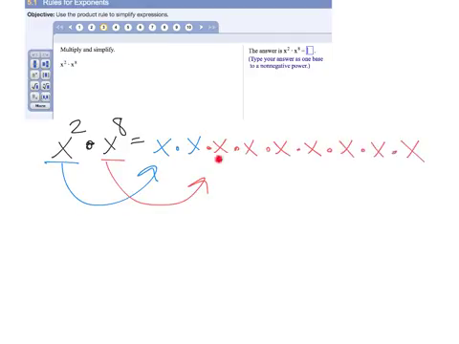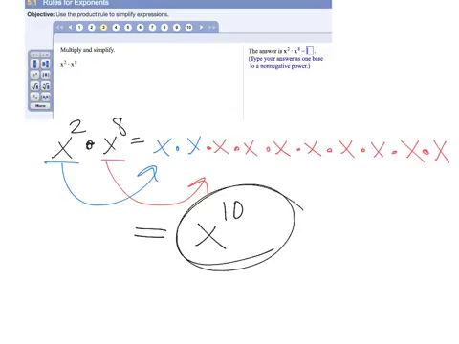Let me make sure I have enough. 1, 2, 3, 4, 5, 6, 7. Ooh, I don't. Times 8. Okay, so I have 8 x's being multiplied over here. I have 2 x's being multiplied here because the exponents say so. So what do I have all together? I have 1, 2, 3, 4, 5, 6, 7, 8, 9, 10. I have x raised to the 10th power, and that is your answer.